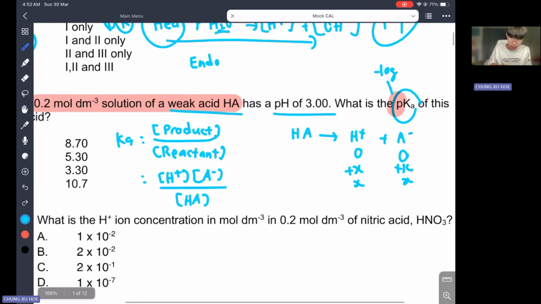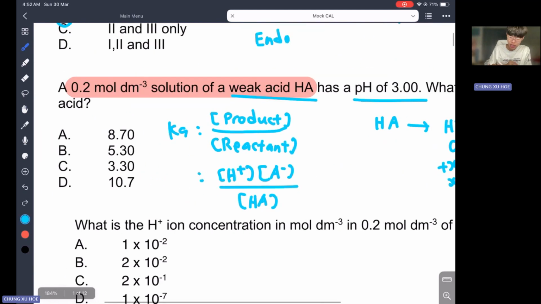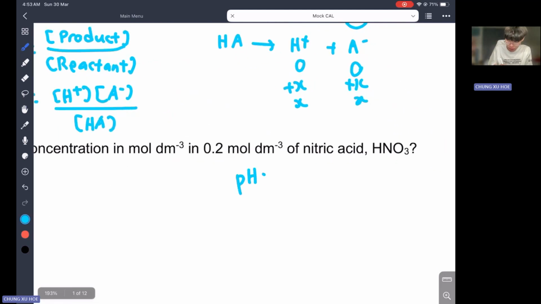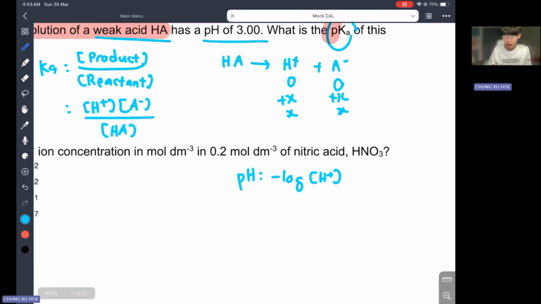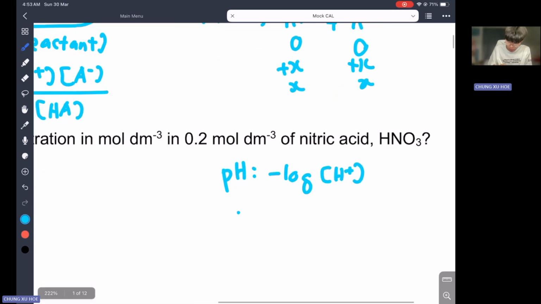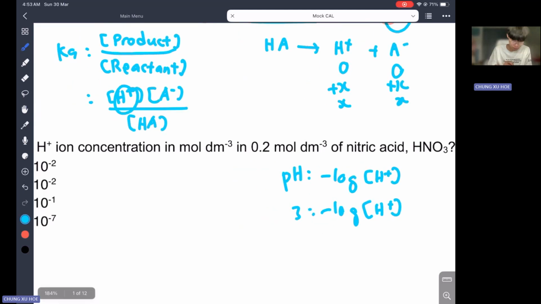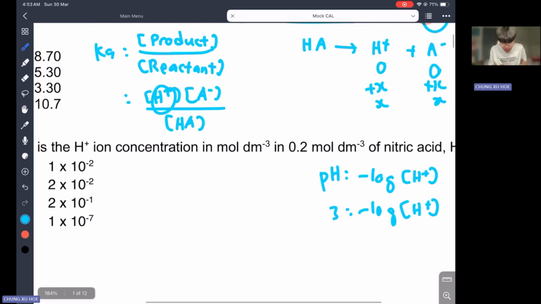pH is 3. They didn't give the concentration of H plus, but they give the pH. Can we use the pH to find the concentration? Yes. How? Let's write the pH formula first. pH equals negative log H plus. The pH value given here is 3. Negative log my H plus, so I can find my H plus. After I find my H plus, I can sub it into the expression on top. So let's find the H plus first.